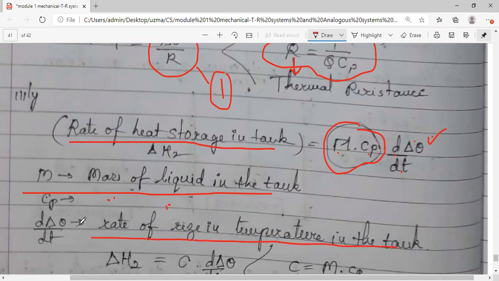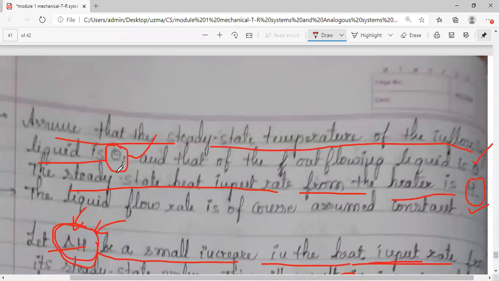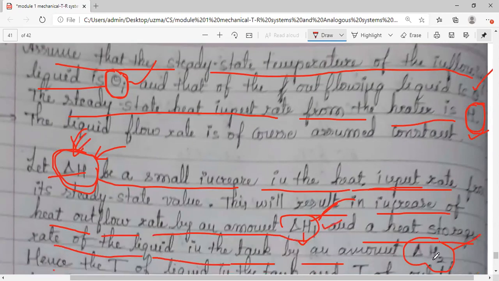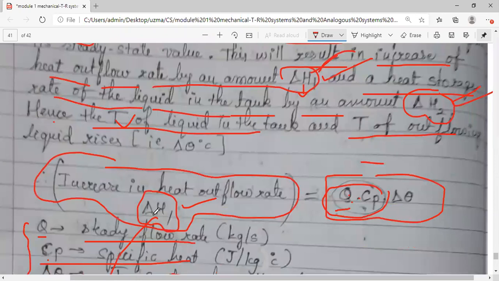Because you are increasing the heater's heat, why is all this happening? Because you have changed this delta H. Initially it has the value H. You can see initially you are supplying the liquid with theta i as the input temperature, and the heater's value is capital H. So all this change is due to this delta H. Because you are changing H to delta H, you got delta H1, delta H2, and also a temperature increase. If you increase the heater's heat, obviously the heat of the liquid in the tank will change, and the same liquid flowing out through the outlet will also have its heat changed, in short.